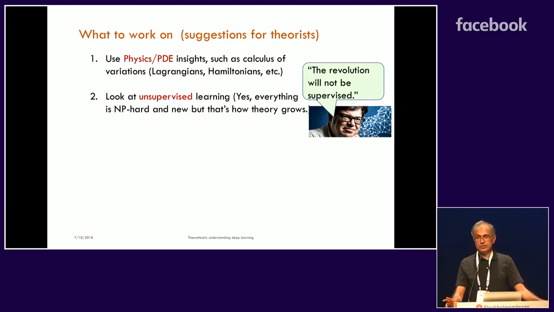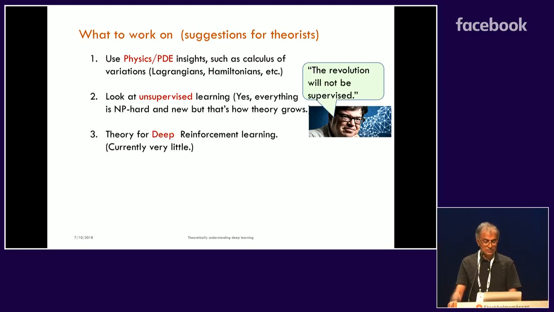Look at unsupervised learning, if that wasn't clear so far. I find that very fascinating. Yes, everything is NP-hard, but that's how theory will grow. As Yann says, the revolution will not be supervised. Theory for deep reinforcement learning: currently, there's very little, and it seems everything there is not just NP-hard, but maybe even PSPACE-hard, even harder. So it's very tricky to do theory there, but I think it's worthwhile. And we probably want to start, as Ben Recht is doing, with simple linear models and do the theory there.